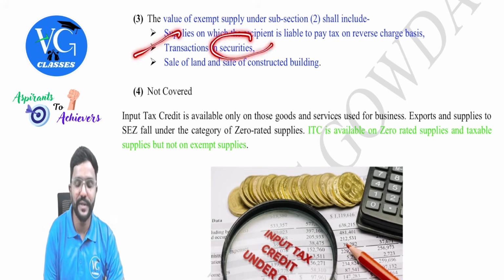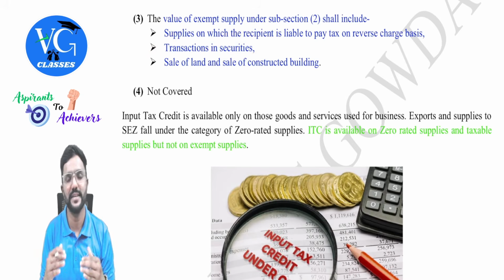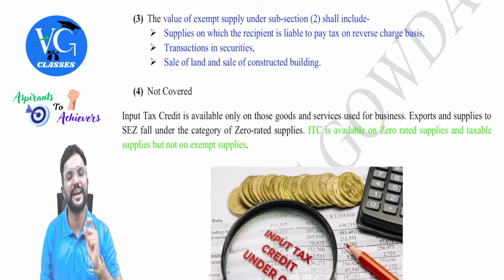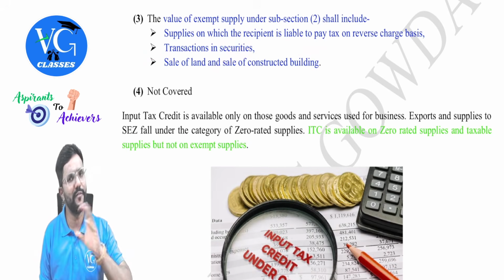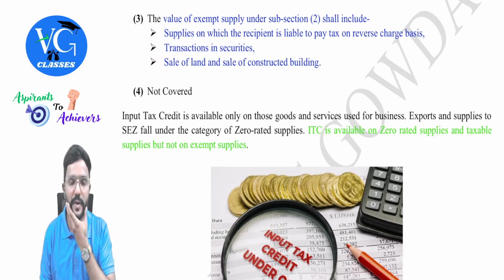Then transactions in securities. Actually, securities are neither goods nor services. That means they are not at all covered under GST. But still, they are asking you to cover them here. Then the last one is sale of land and sale of constructed building, which is a part of Schedule 3. There are a number of items in Schedule 3, but they have covered only one item in Schedule 3. Got it? Yes.